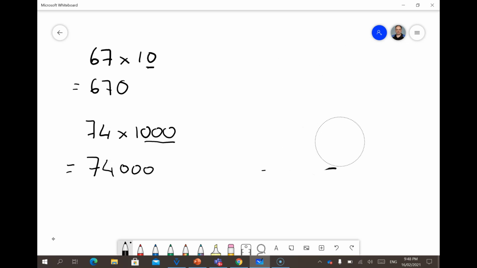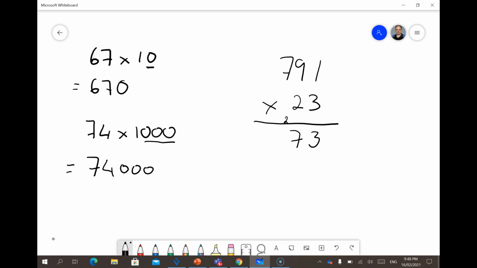So let's rub this out quickly. And let's do 791 multiplied by 23. I'm just making these numbers up, obviously. So same process. 3 times 1 is 3. 3 times 9 is 27. So let's put the 2 and the 7 down there, and 3 times 7 is 21, picking up that 2 makes 23. Oops, that's a 2, should be there, sorry.